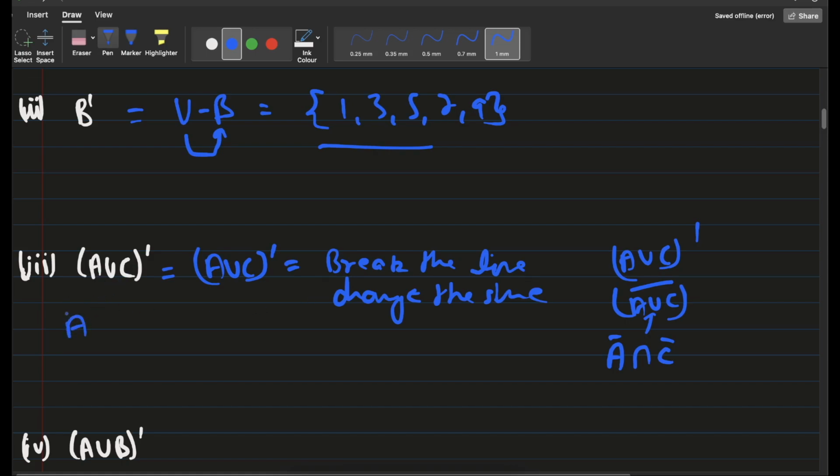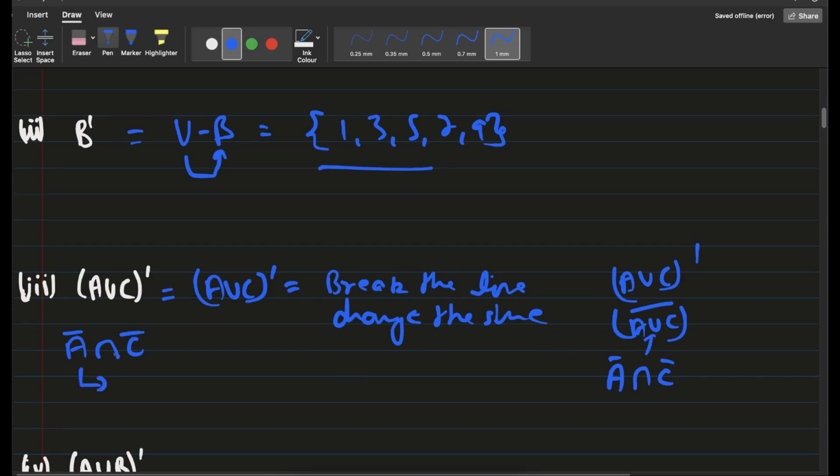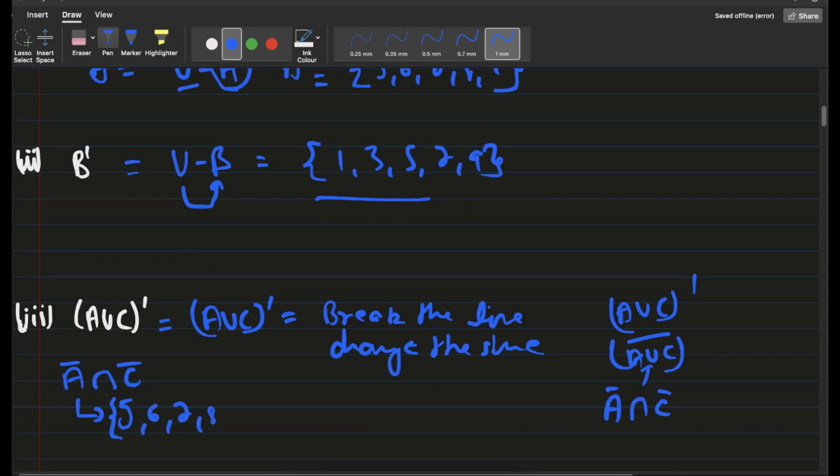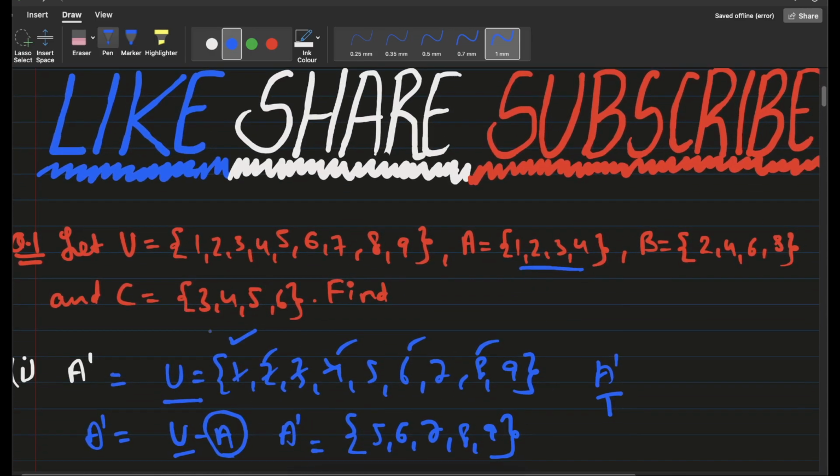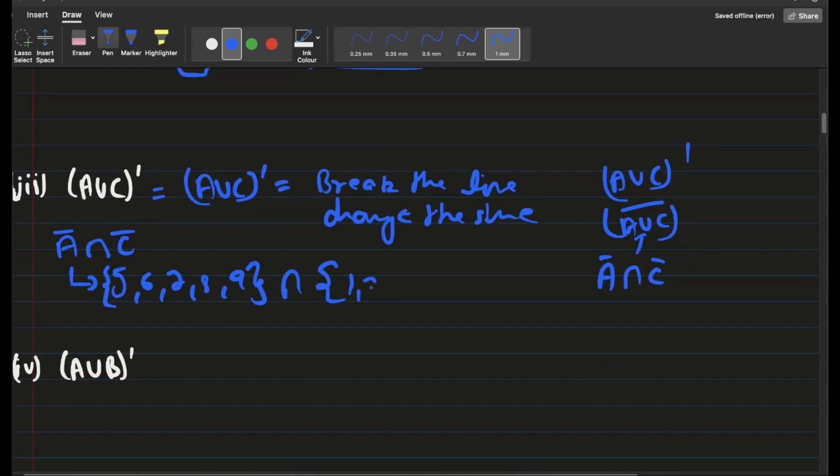It would be nothing but A complement intersection with C complement. Now what is A complement? 5, 6, 7, 8 and 9. Intersect it with C complement. What is C? 3, 4, 5, 6. Remove 3, 4, 5, 6 from here and we get 1, 2, 7, 8, 9. Now what is the intersection of these two sets? 7, 8, 9, as these are the common elements. So this would be the answer by De Morgan's law.